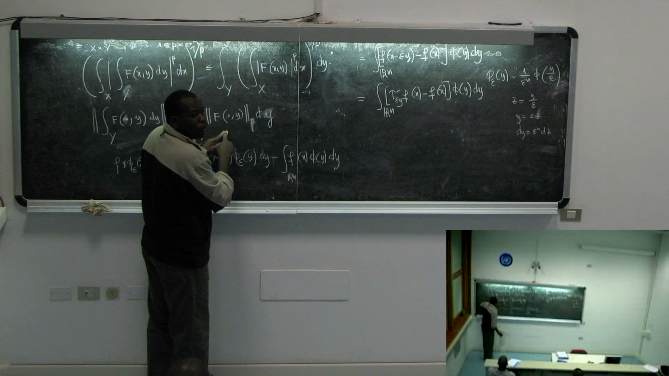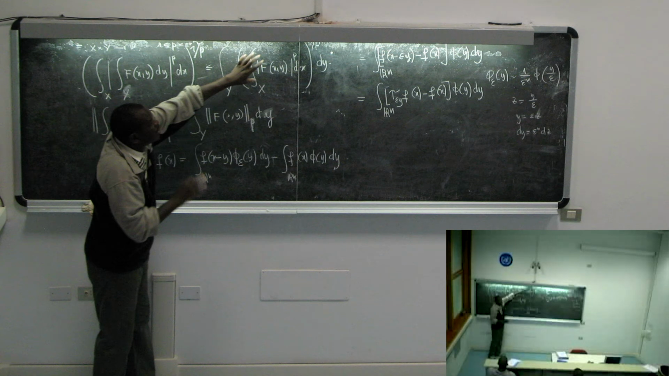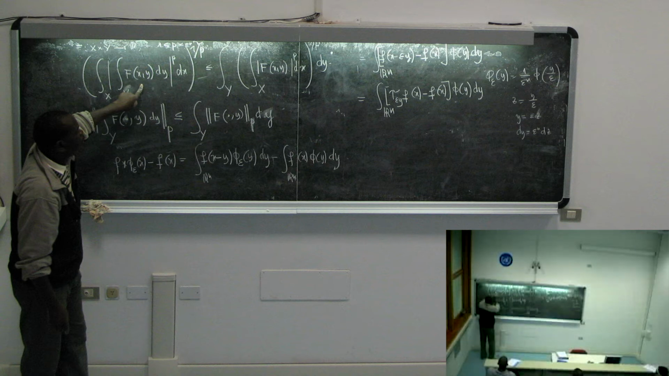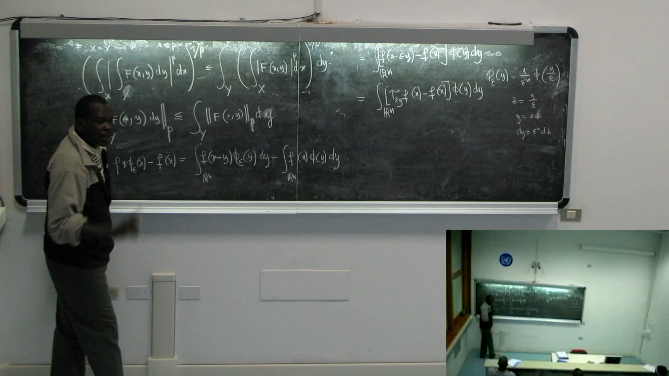But this inequality says that this integral is always defined, because I integrate first a positive function. Even if it is equal to plus infinity, it makes sense. But this one is not necessarily well defined, because I integrate this function first, and I don't know if this function is integrable or not. So Minkowski says, if this integral exists, then this one exists, and this inequality is true.